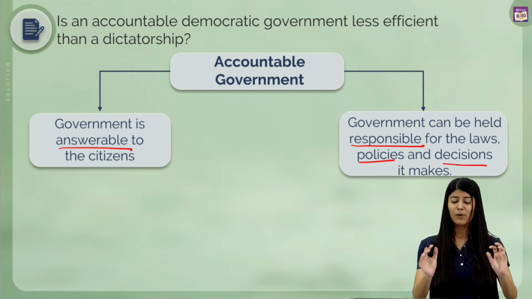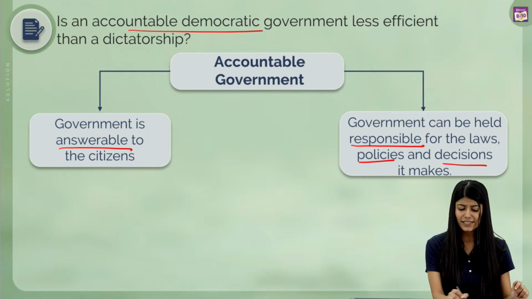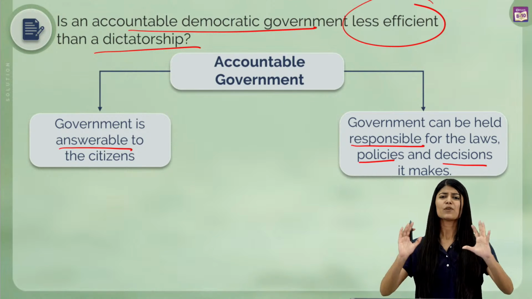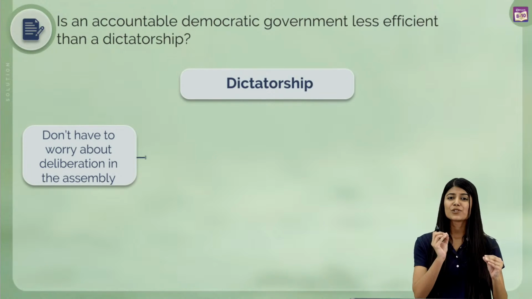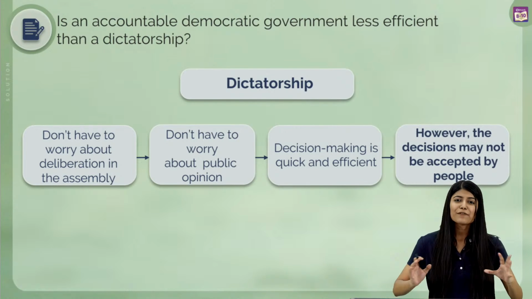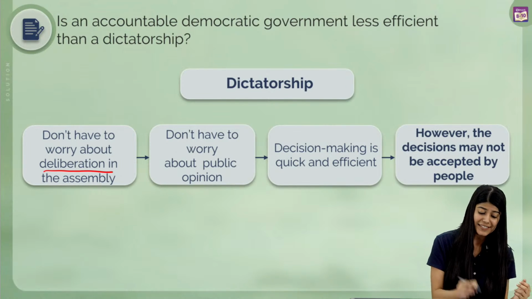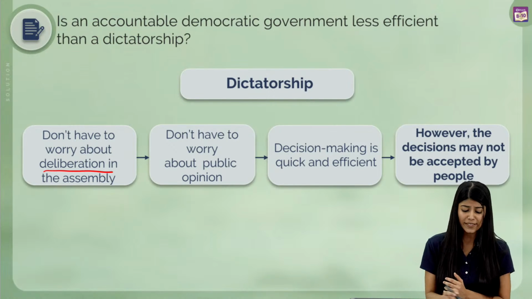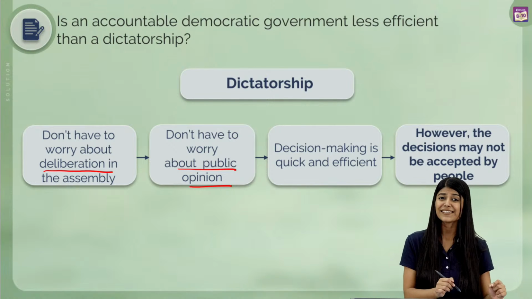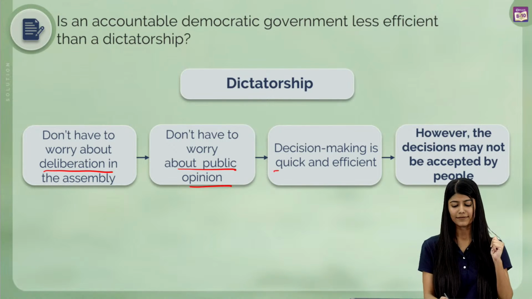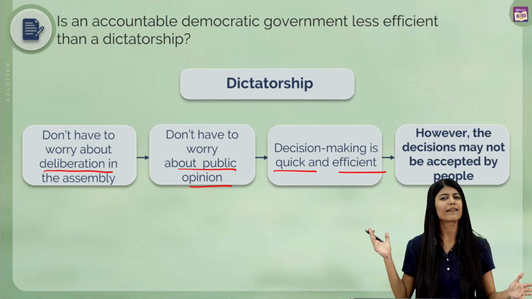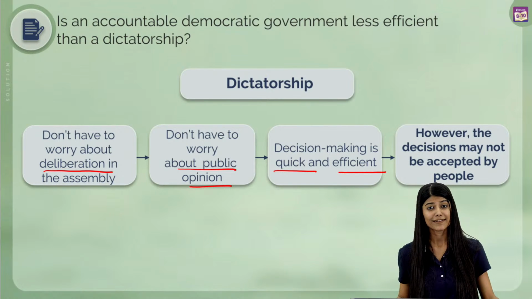Okay, but now, back to our question, it says: is an accountable democratic government less efficient than a dictatorship? So let's see what happens in a dictatorship. Whenever one has to take a decision in a dictatorship, they don't have to go through deliberations in the assembly, which means long discussions. They don't have to worry about what the public opinion is, right? And due to this reason, the decision making is pretty quick and efficient. So it's pretty sorted, right? Why do we have to break our heads in democracy where the dictators are taking care of it, right?